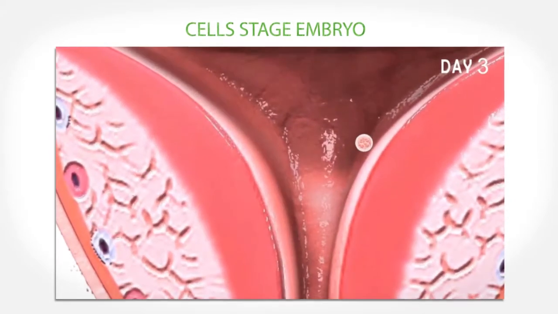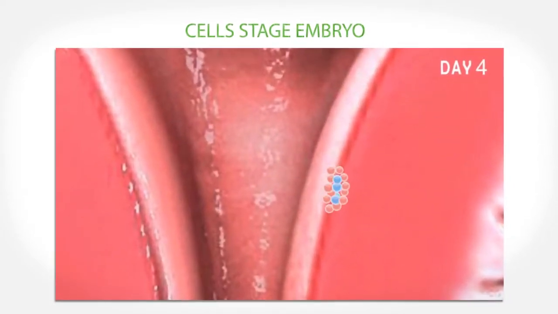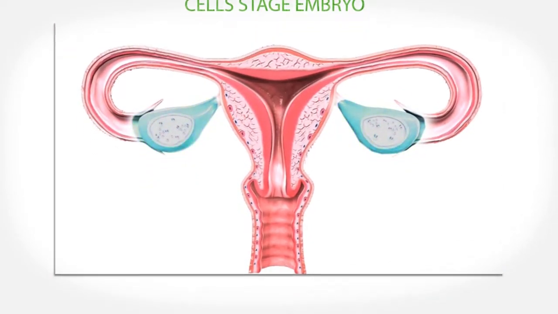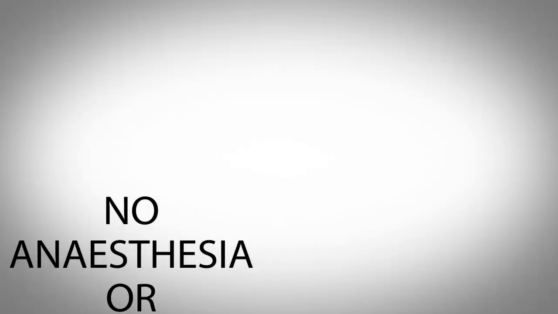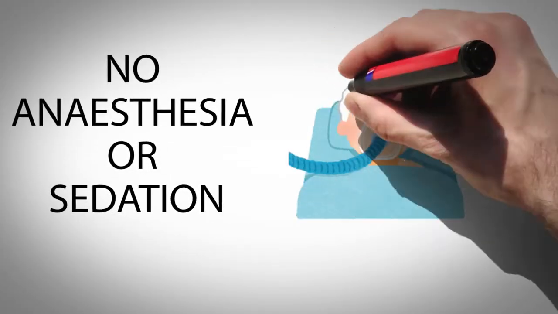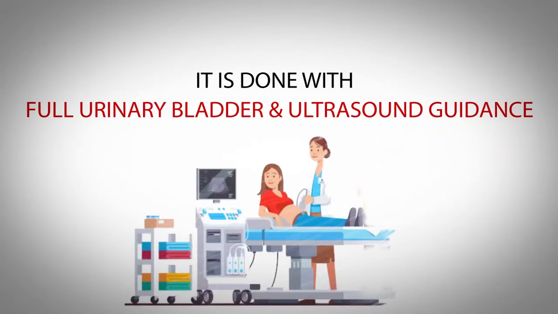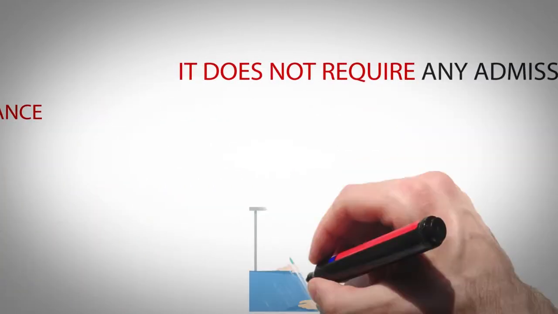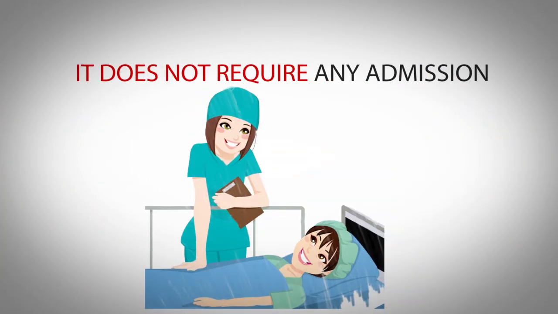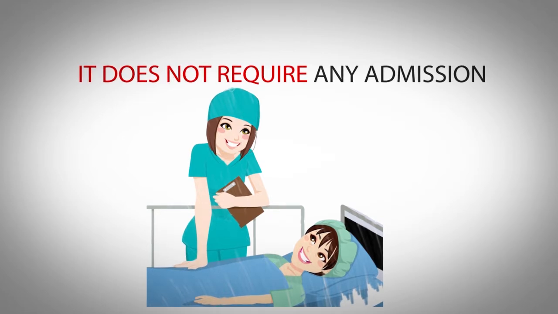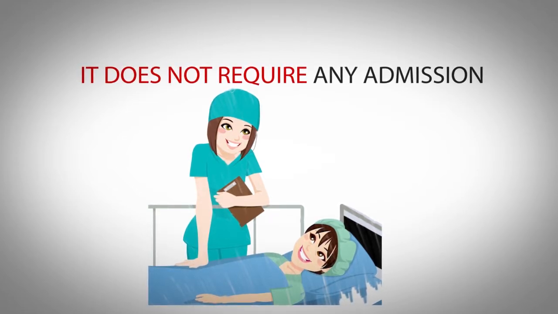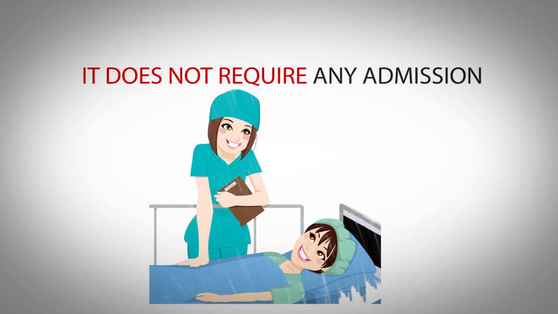Normally on day 3 or day 5, embryo transfer procedure is done. Embryo transfer does not require any anesthesia or sedation. It is done with full urinary bladder and ultrasound guidance. It does not require any admission. Approximately half an hour after embryo transfer, the woman can be discharged from the hospital.